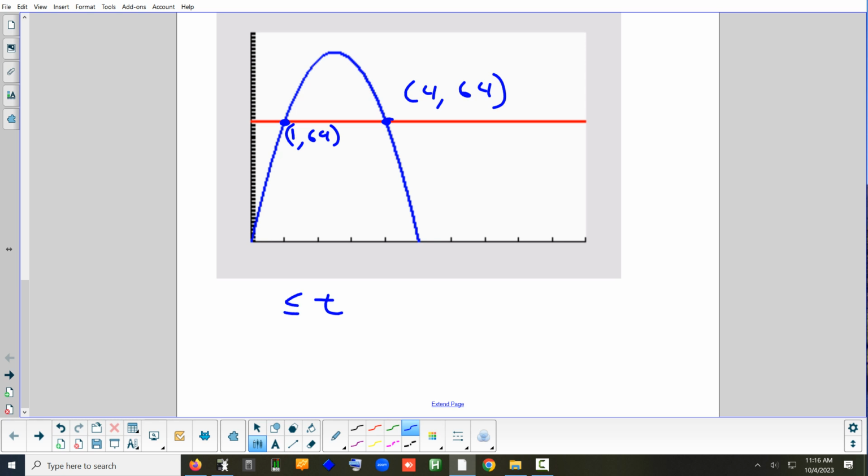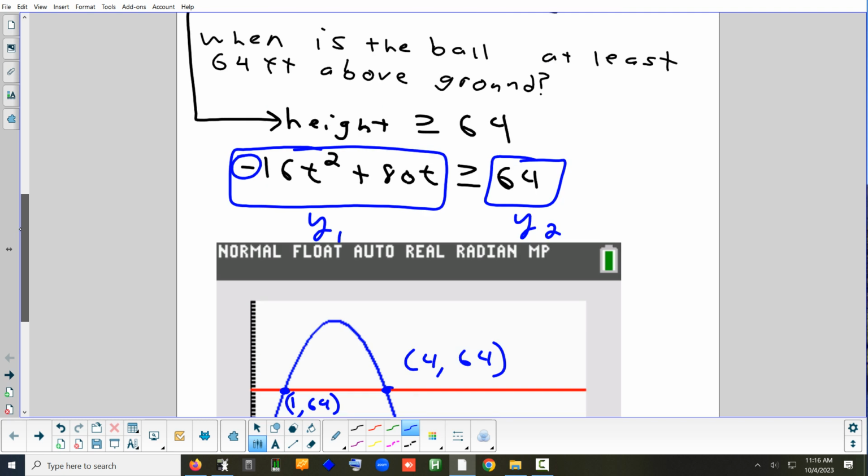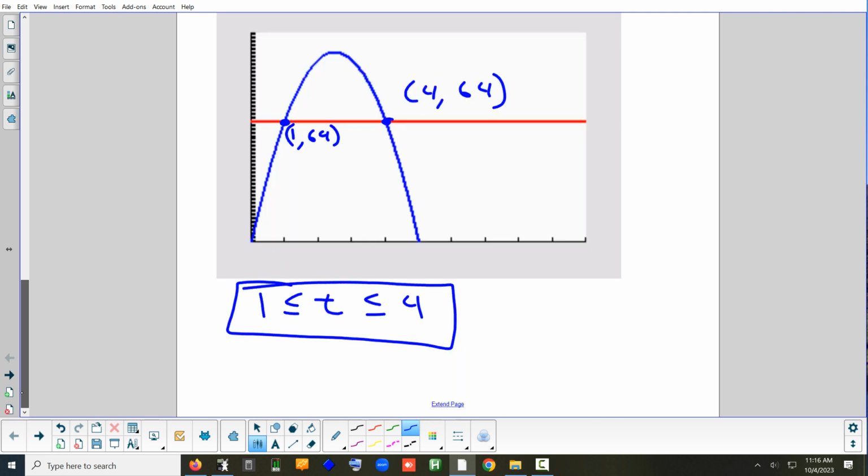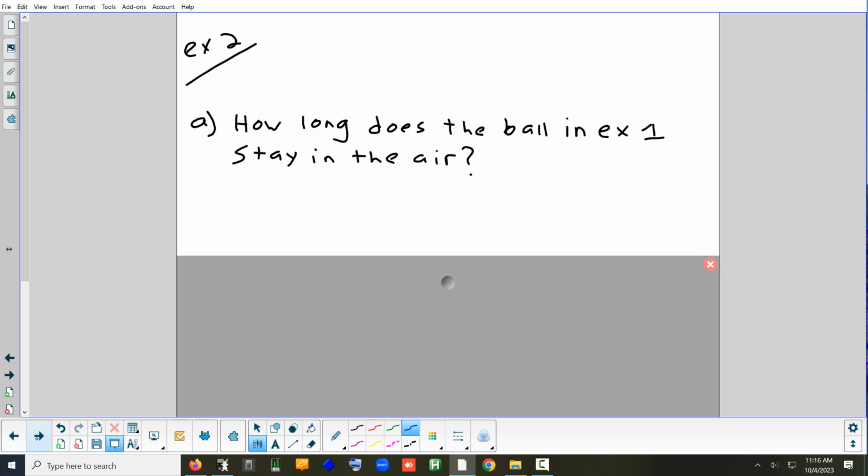So the time has to be greater than or equal to 1 second and less than or equal to 4 seconds. So it's a conjunction between 1 and 4. Okay, any questions on that? All right, let's try one more.